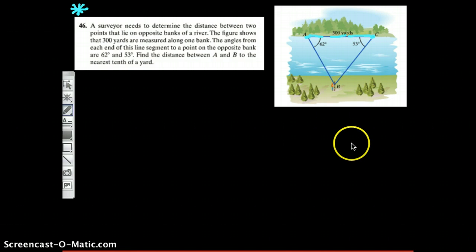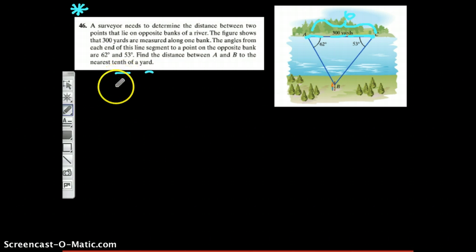The angles from each end of this line segment to a point on the opposite bank are 62 and 53. So here we have the angle measures right here, 62 and 53. Find the distance between A and B to the nearest tenth of a yard. Well, really, what are we looking for? Find the distance between A and B. This is what I'm looking for, okay? I'm going to call that little b.